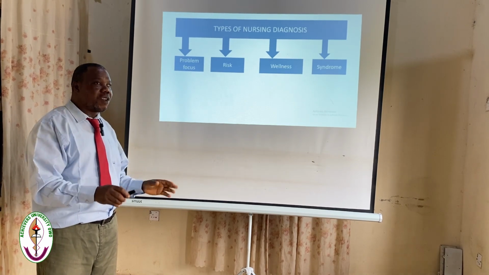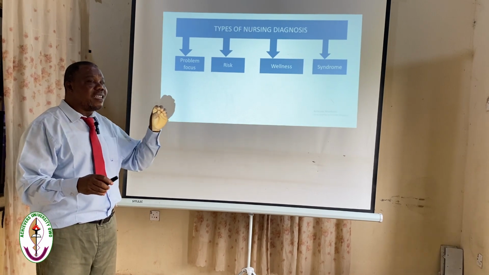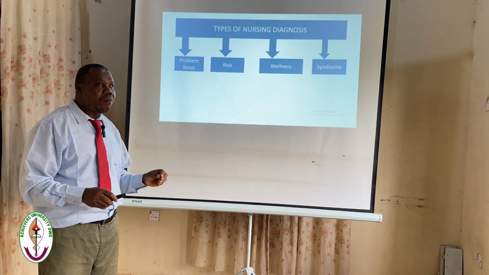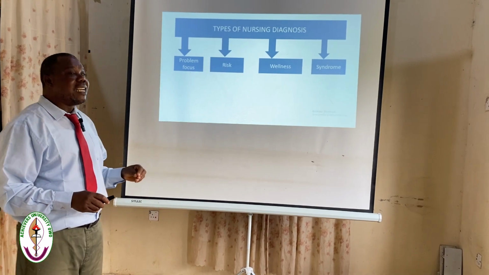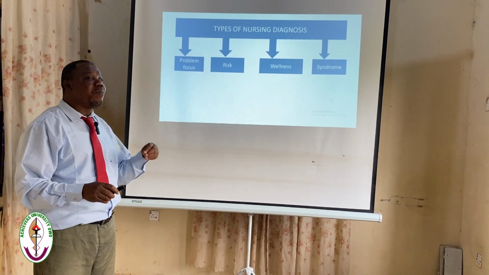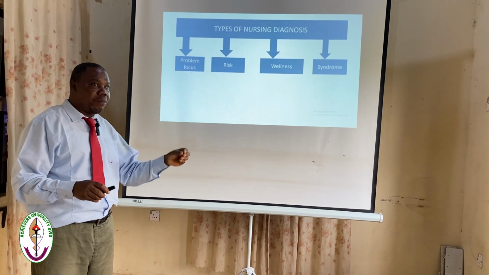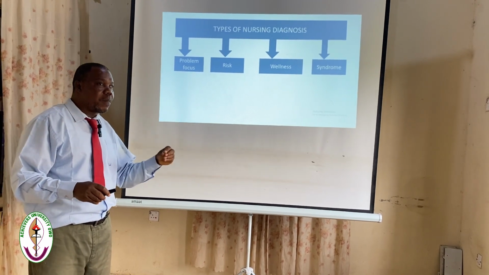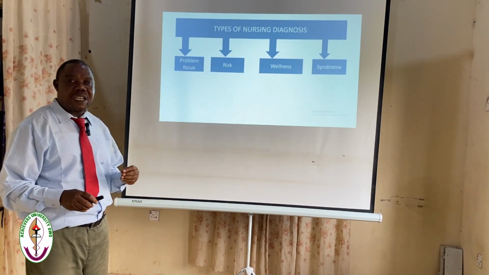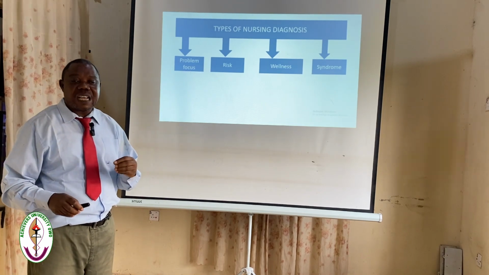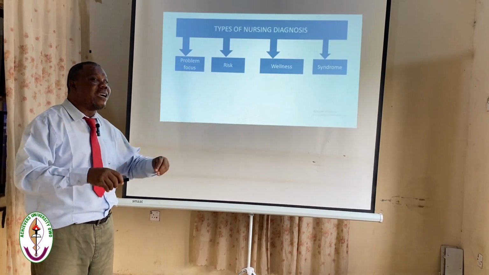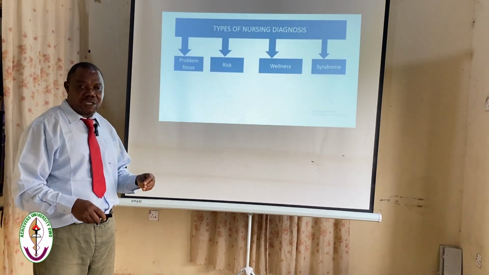That is problem-focused. For example, fluid volume: deficient fluid volume is a problem-focused nursing diagnosis. But the risk diagnosis is that this patient has never developed that problem, but you are anticipating that the patient may develop that problem. And you don't want the patient to develop that problem. You have taken it as a risk nursing diagnosis. And then the other one is wellness nursing diagnosis. The wellness nursing diagnosis is that this patient is well, is not sick, but you want the patient to remain healthy.